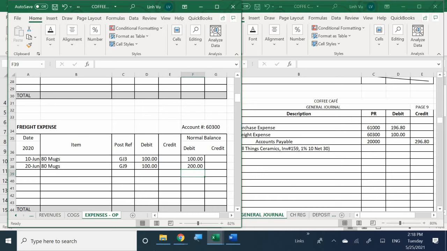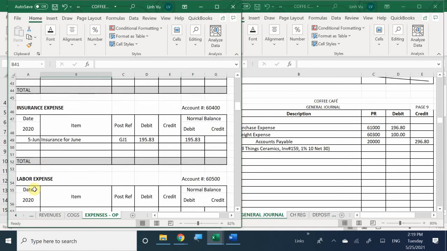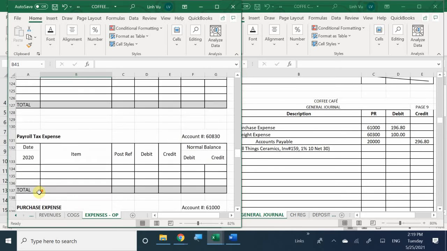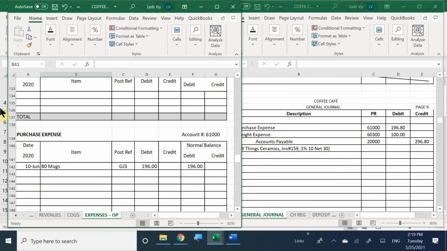Then we'll go down to purchase expense. 80 mugs, GJ9, a debit of 196.80, which should give you a running balance of 392.80. You say 392.80? Yes.